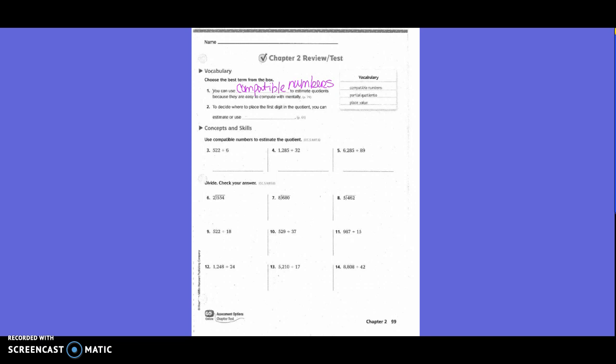To decide where to place the first digit in the quotient, you can estimate or use what? Partial quotient.